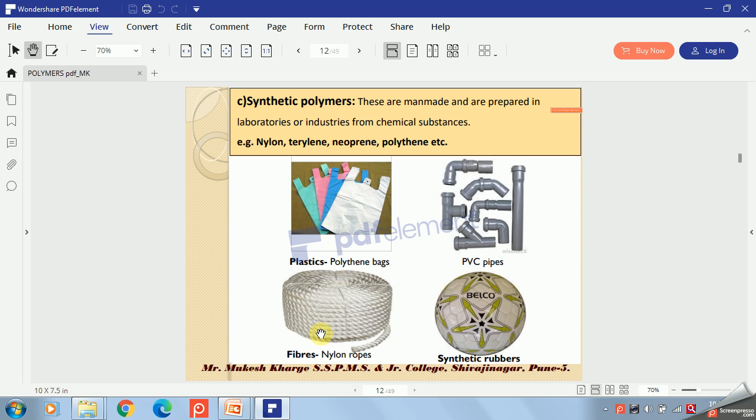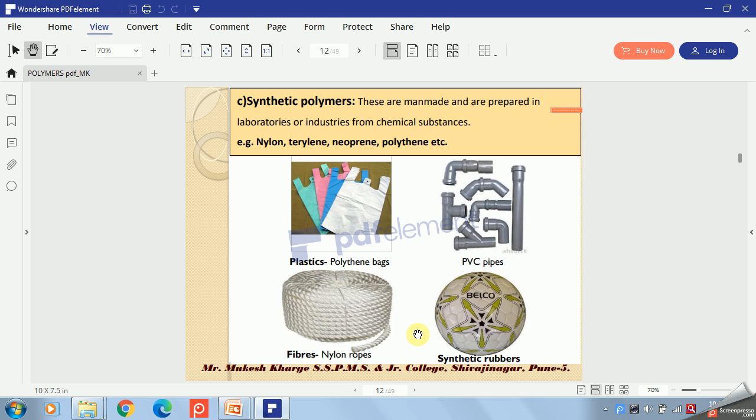So this is the second subtype of synthetic polymer. Third one is the rubber. All of you are familiar with the different rubber balls which are used in different games, and they are synthetic rubbers. So the examples are nylon, terylene, neoprene and polythene. These are totally man-made, so they are called synthetic polymers. Their origin is in the laboratory or industry.